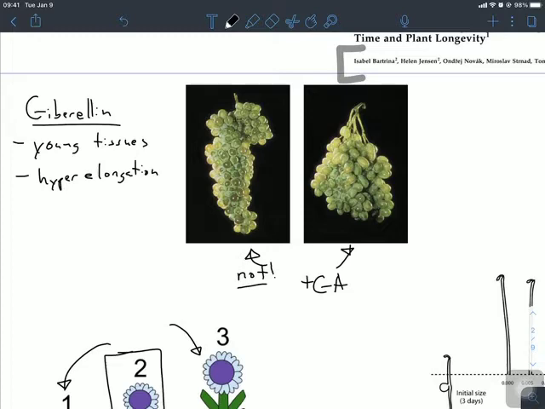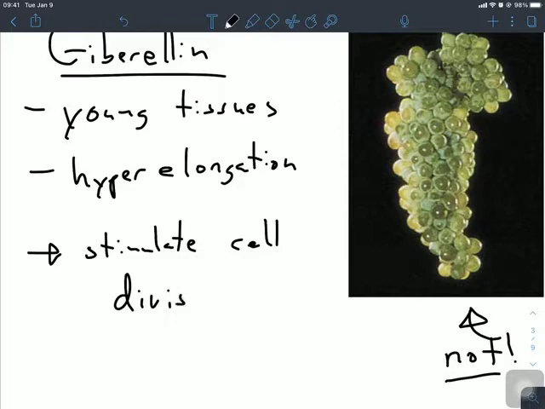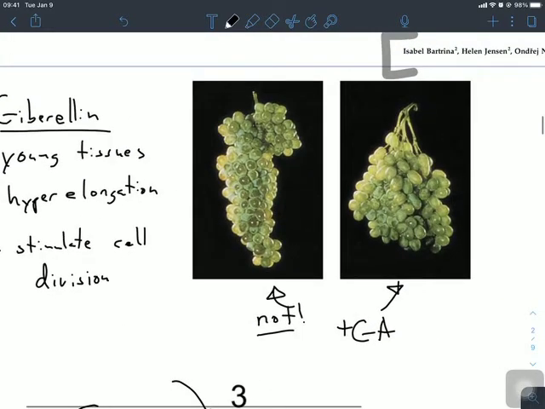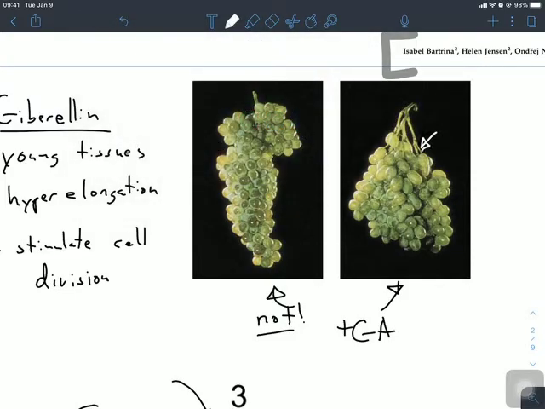Now, the way in which gibberellins are causing this hyperelongation of the stem is that in young tissues, they will stimulate cell division, causing that internode length, or the distance between things like our grape clusters, to increase. They're also causing the number of cells in our grapes to increase by stimulating cell division. So you're literally getting bigger fruit as well, all through hormone treatments.